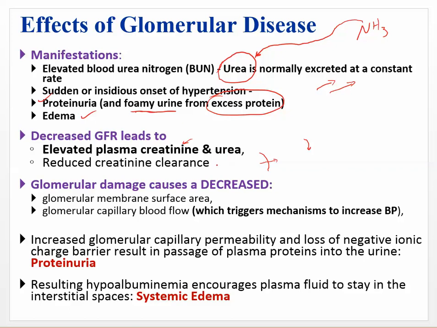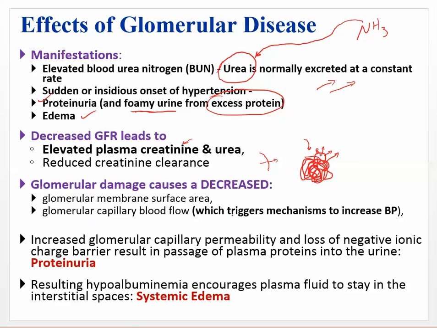All right. So glomerular damage in general causes decreased glomerular membrane surface area. Okay, so the glomerulus, that capillary ball, has to have a certain amount of surface area for filtration to take place. Well, if that's compromised, then you're not going to have the surface area, which a lot of times means you're not going to be able to move as much through. It's one manifestation. We'll talk about more of those.